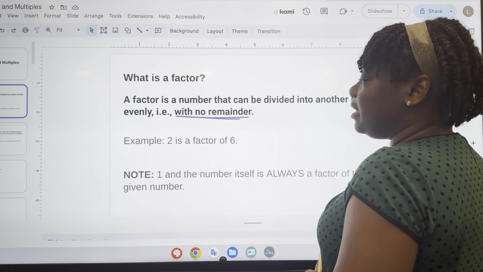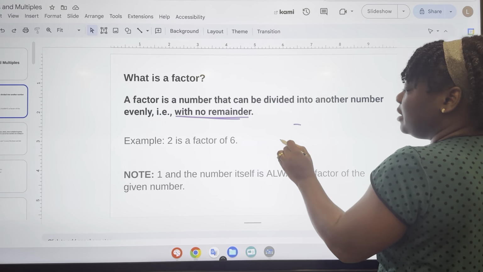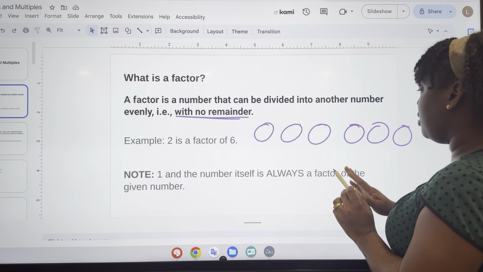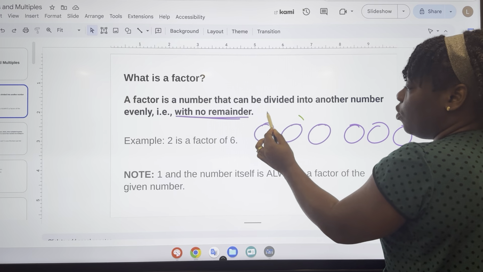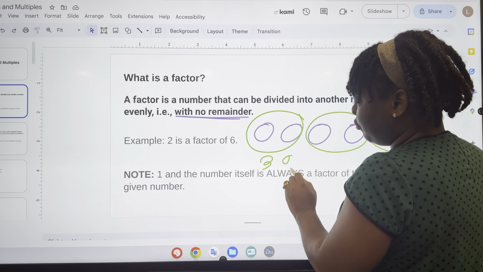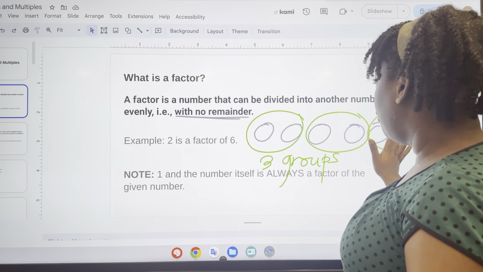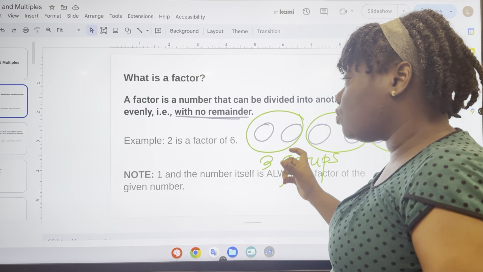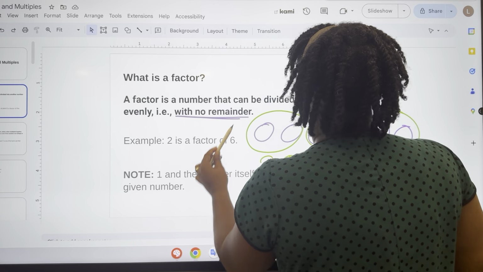All right, let's look at an example. 2 is a factor of 6. Why? Because if I have 6 things right here, how many groups of 2's can I get out of it? I can get 1 group, 2 groups, 3 groups. All right, so that's 3 groups, right? Now notice at the end of dividing it, there were no remainders left, and that's what makes it a factor.